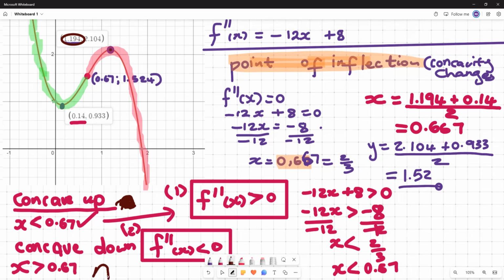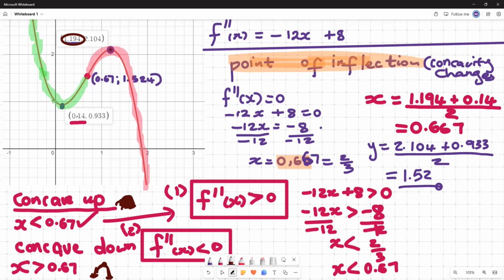Because this 1.194 is bigger than this one, we're facing down. It means that x value is basically your turning point. And that turning point, we're going to call it a local maximum because we are facing down. We are concave down. It means we have the highest point.